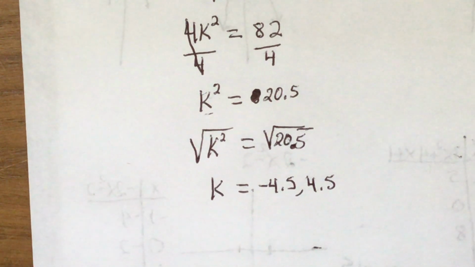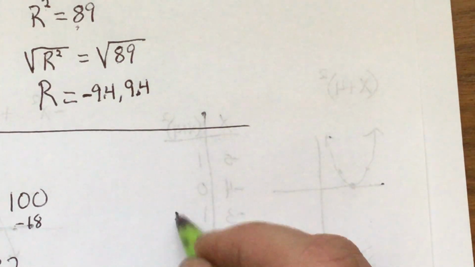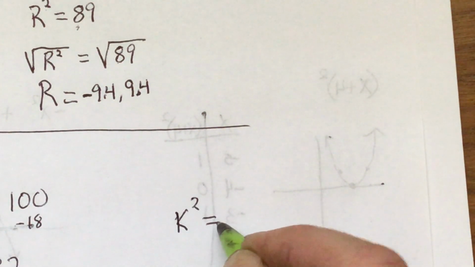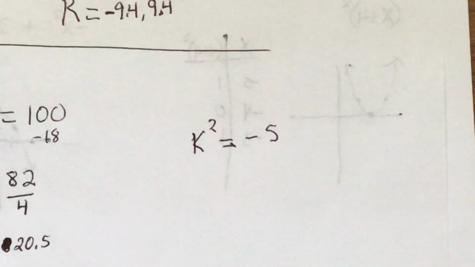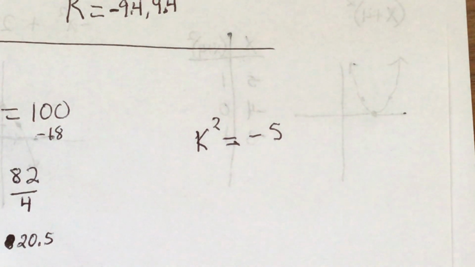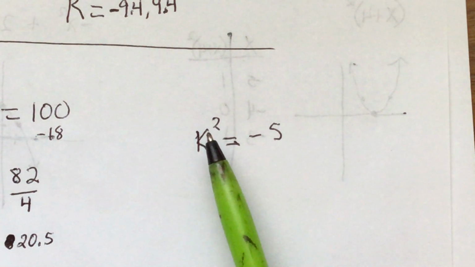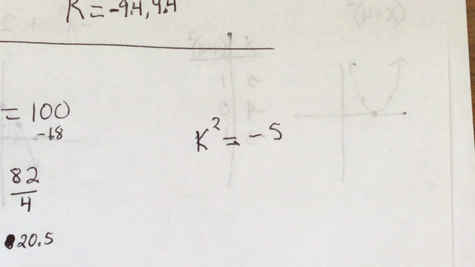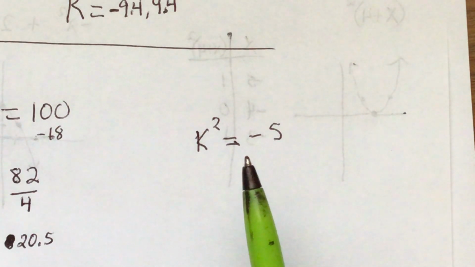Okay, there were a couple of problems that I marked out on your paper because they look like this. K squared equals negative 5. This is impossible. This cannot be done till you get into Algebra 2. You can't square something and end up with a negative number. It does not work. Your calculator will give you an error. It'll tell you you're a bad boy.